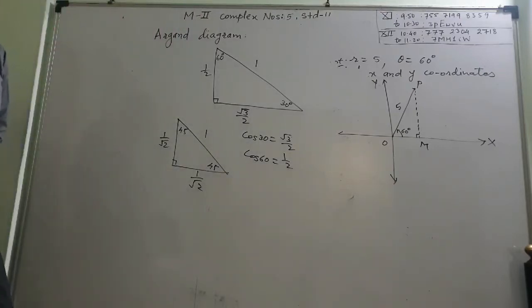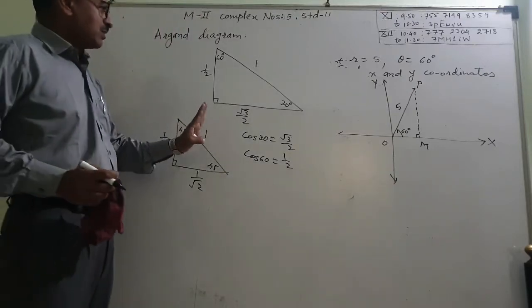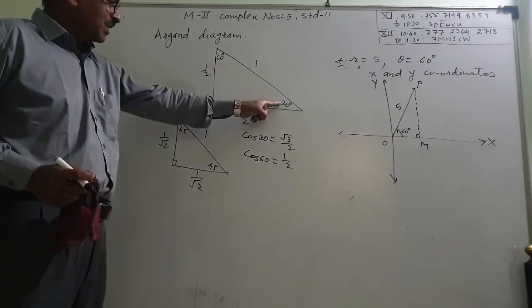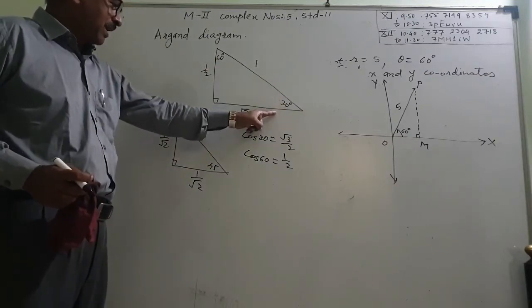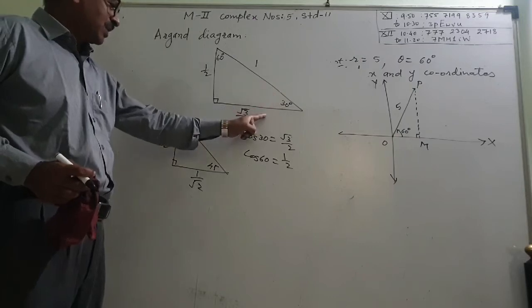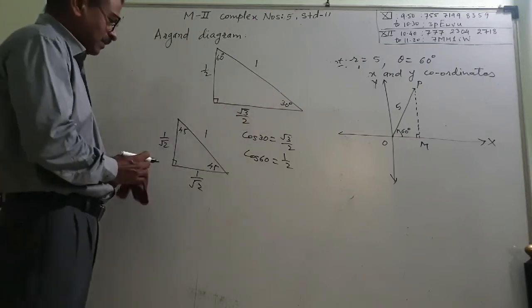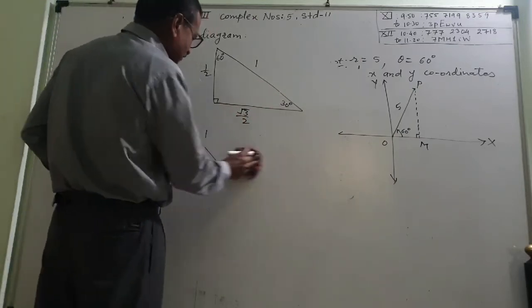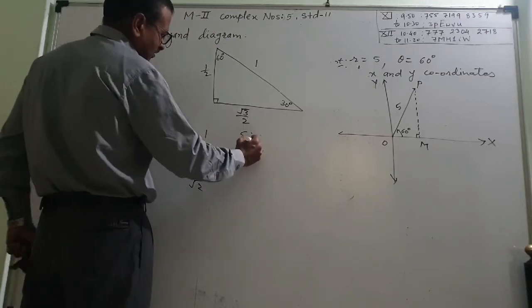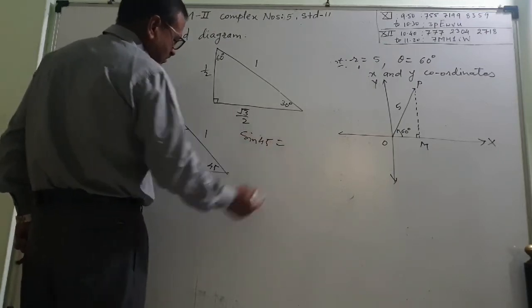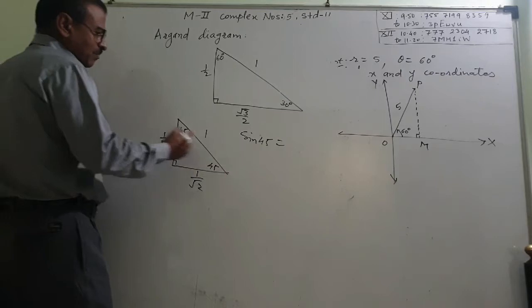Hope that you have understood this. Cos यानी बाजू वाली. Cos 30, this is 30 degree. उसके बाजू में ये एक है और ये एक है. ये तो हाइपोटेनस है. ये बाजू वाली कितनी? रूट 3 upon 2. Similarly, for sin 45 is equal to सामने वाली 1 upon root 2.